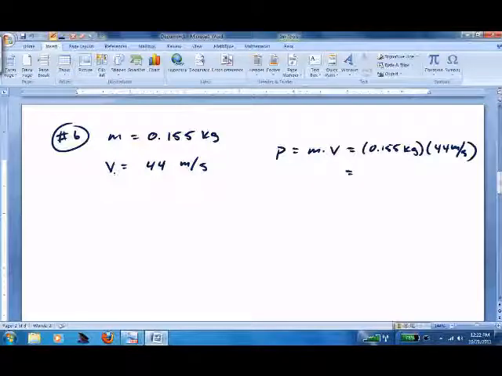So this is the v initial. This is the initial momentum. 44 times 0.155.